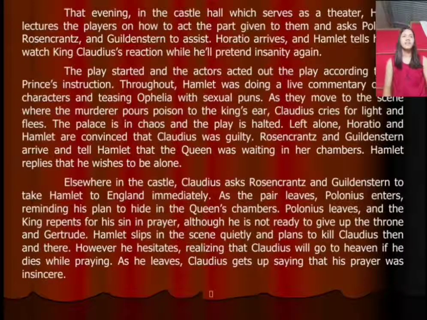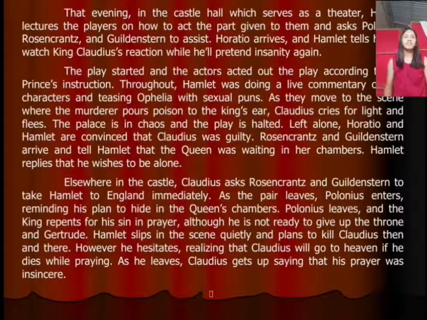That evening, in the castle hall which serves as a theater, Hamlet lectures the players on how to act the part given to them and asks Polonius, Rosencrantz, and Guildenstern to assist. Horatio arrives and Hamlet tells him to watch the king's reaction while he pretends insanity again.